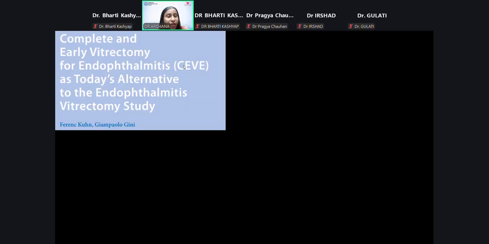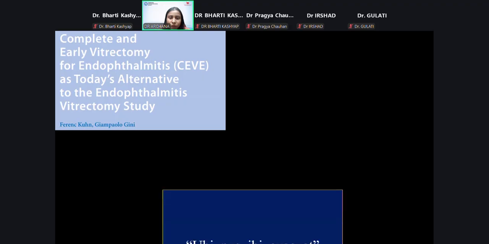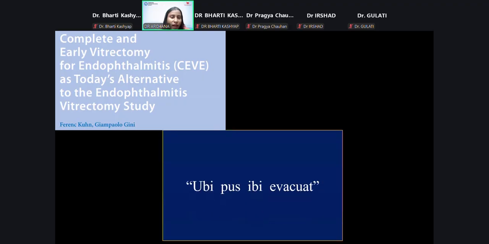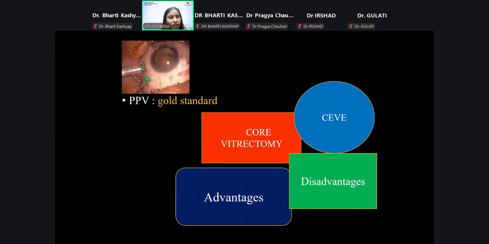We are talking about complete and early vitrectomy in endophthalmitis because there is a saying. What is that saying? Whenever there is pus, we have to remove it. Okay. So ubi pus, ibi evacuator. So gold standard is pars plana vitrectomy. If endophthalmitis is confirmed, pars plana vitrectomy should be done irrespective of the vision. Core vitrectomy is a must.